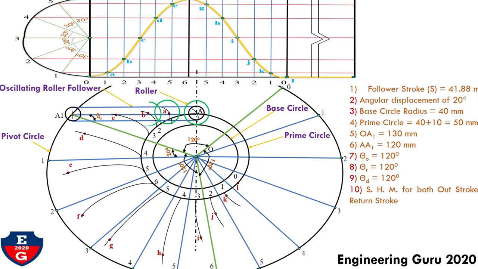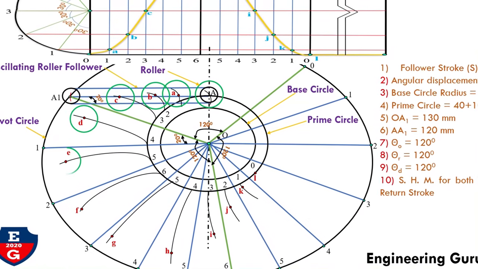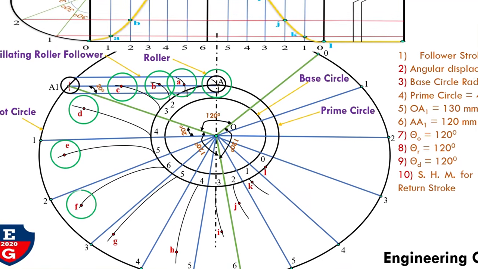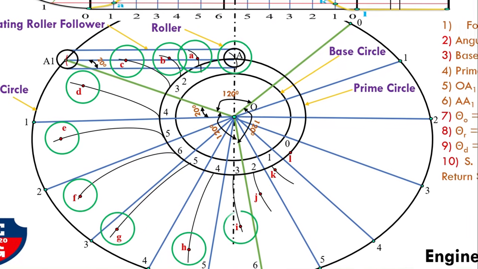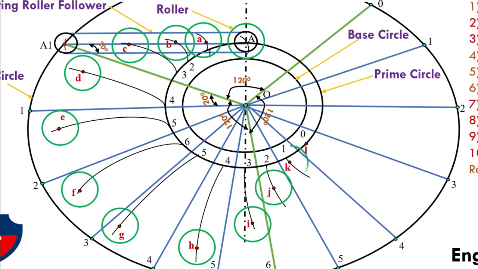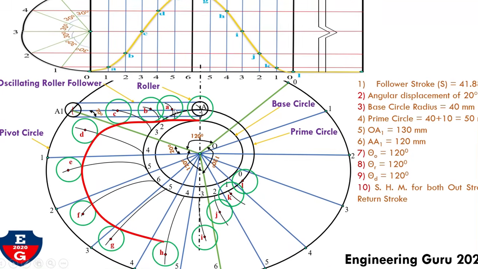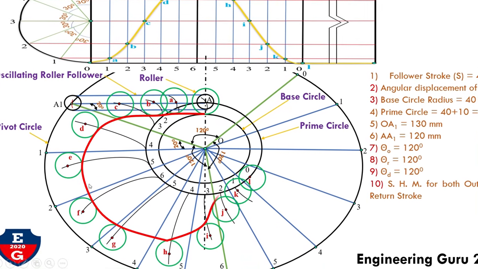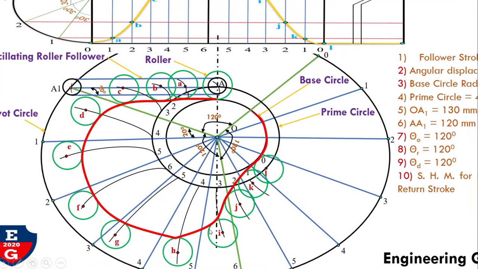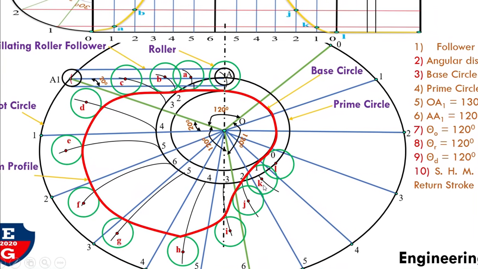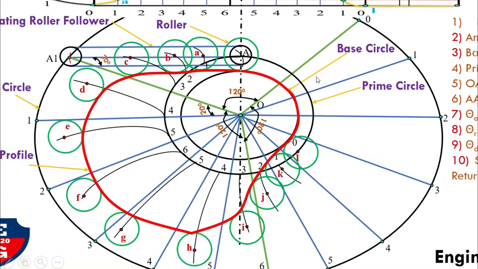Now draw circles with points A, B, C, D, E, F, G, H, I, J, K, L as centers and radius of rolling equal to 10 mm. Join the bottom of the circles with a smooth curve, where circle points A, B, C, D, E, F are for the out stroke and G, H, I, J, K, L for the return stroke and remaining dwell. So this is the required cam profile.